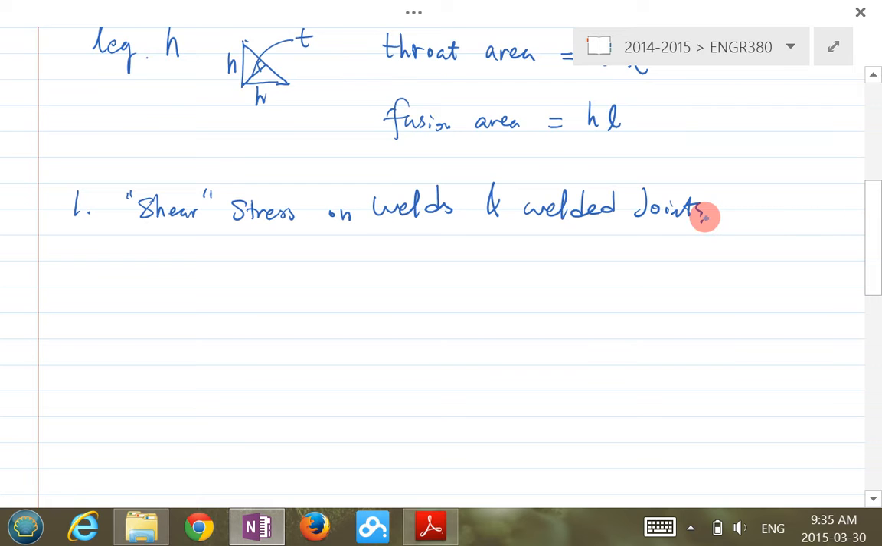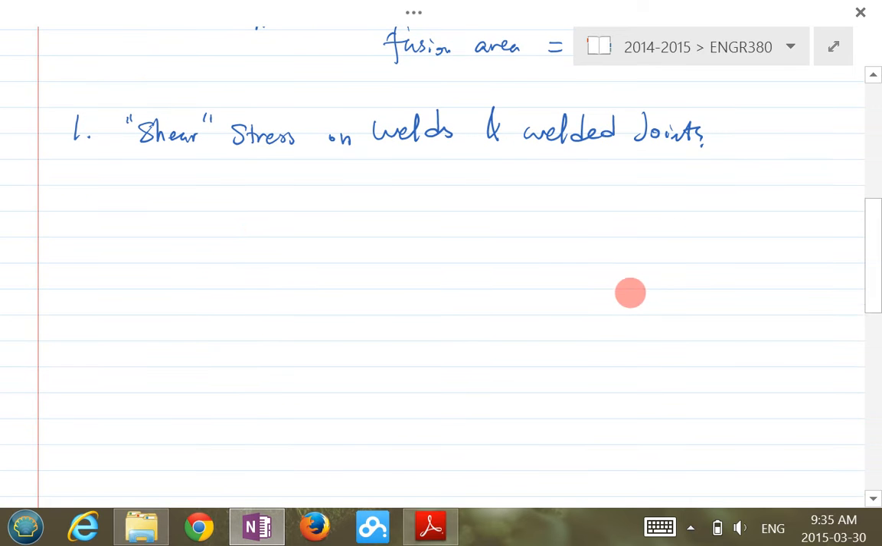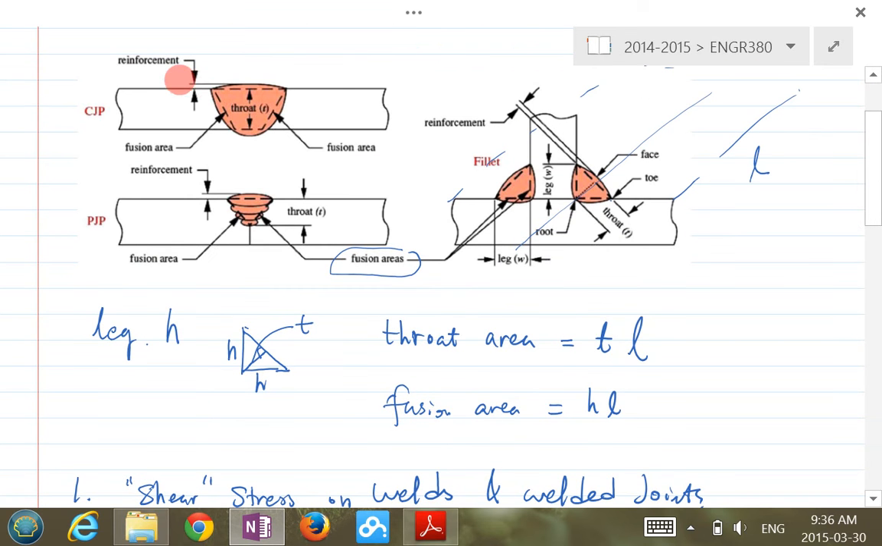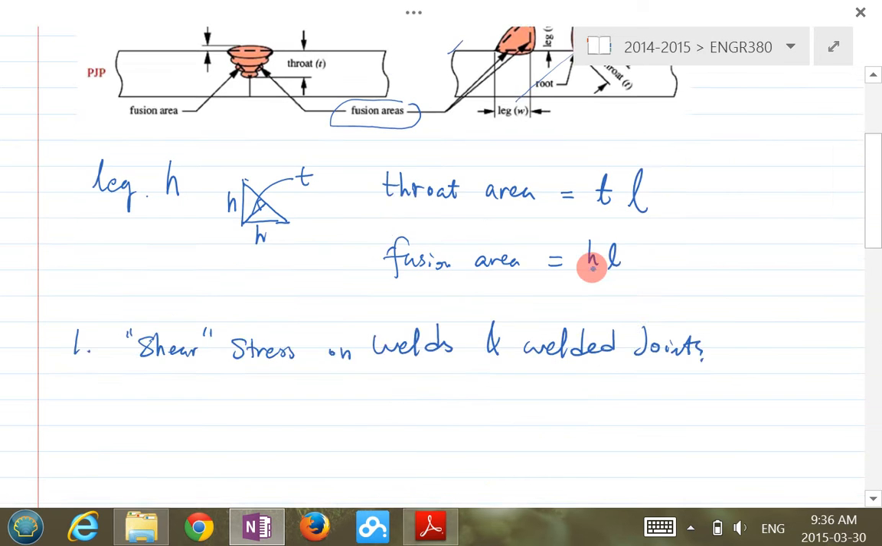First of all, let's look at a very simple case, the butt weld. If you have a butt weld like this, you can draw the butt weld. Let's say you apply a force on the two sides here. Then the stress at this joint here is not exactly going to be a shear stress.